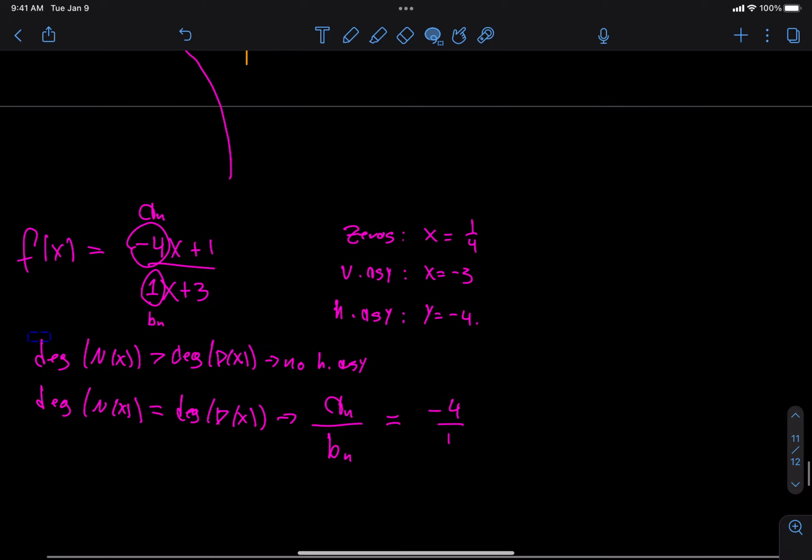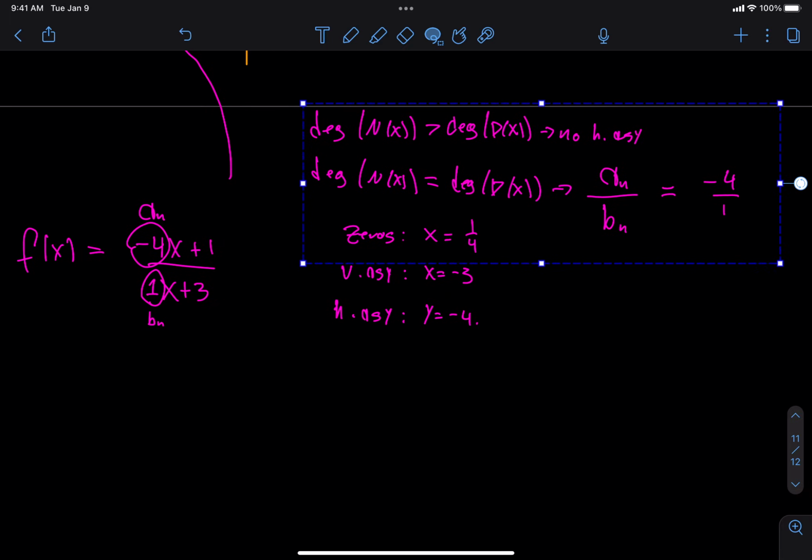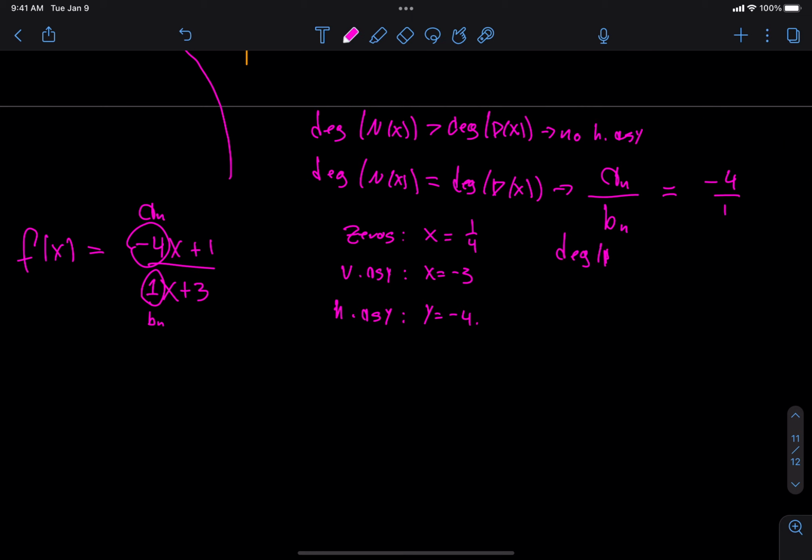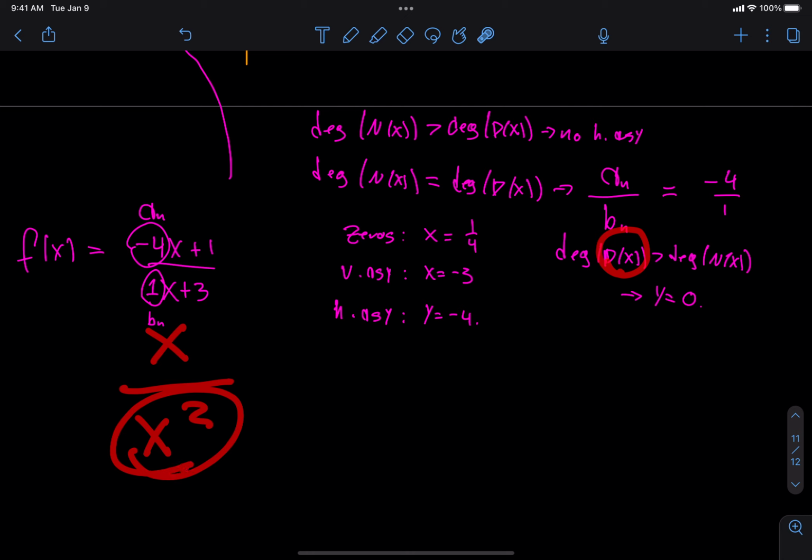Let me move this up here. And the other case, by the way, was if the degree of the denominator is bigger, right? If the degree of the denominator is bigger than the degree of the numerator, then what's going to happen? What will be my horizontal asymptote? 0. y equals 0 will be a horizontal asymptote. Why? Because the denominator has bigger degree. When x is really large, if the denominator is something like x squared and the numerator is just x, then x squared is going to be so much bigger than x that this number is going to be really close to 0.